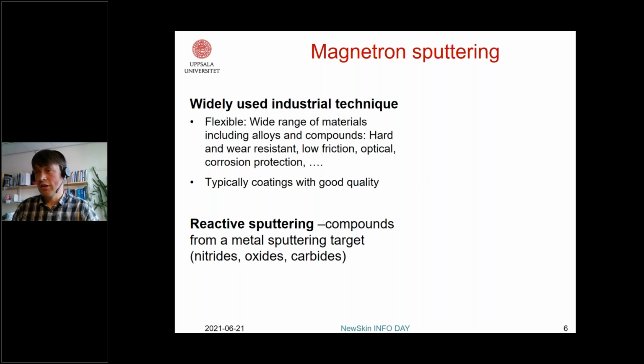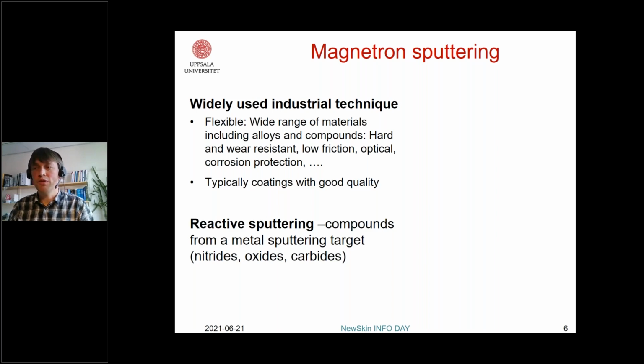And I've listed some examples like hard and wear resistant coatings, low friction coatings, corrosion protection, and so on. The number of applications is enormous, so I will not really talk about specific applications. I will just hint towards the different possibilities. And magnetron sputtering is one of the very commonly used techniques.